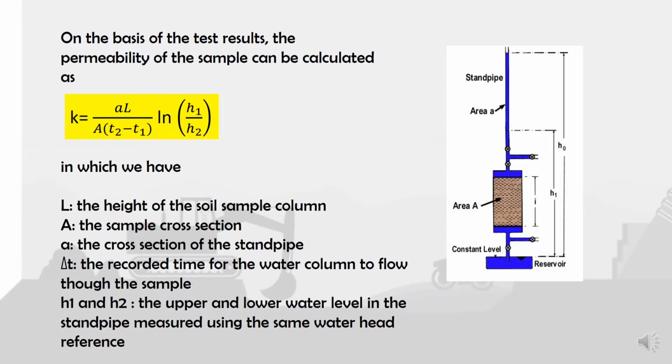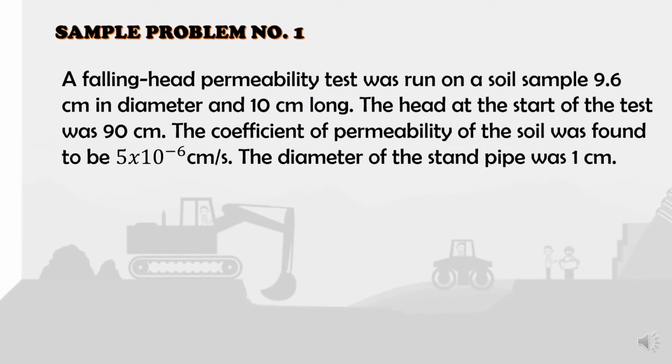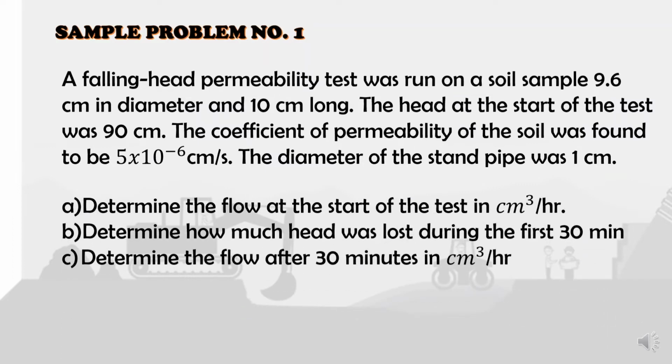Let us have sample problem number 1. A falling head permeability test was run on a soil sample 9.6 centimeters in diameter and 10 centimeters long. The head at the start of the test was 90 centimeters. The coefficient of permeability of the soil was found to be 5 times 10 raised to negative 6 centimeters per second. The diameter of the standpipe was 1 centimeter. A. Determine the flow at the start of the test in cubic centimeter per hour. B. Determine how much head was lost during the first 30 minutes. C. Determine the flow after 30 minutes in cubic centimeter per hour.